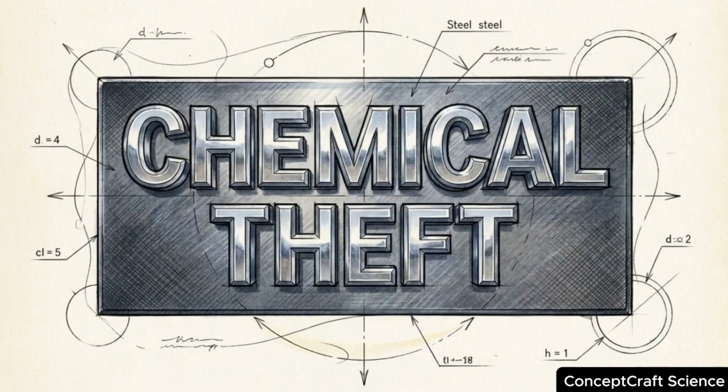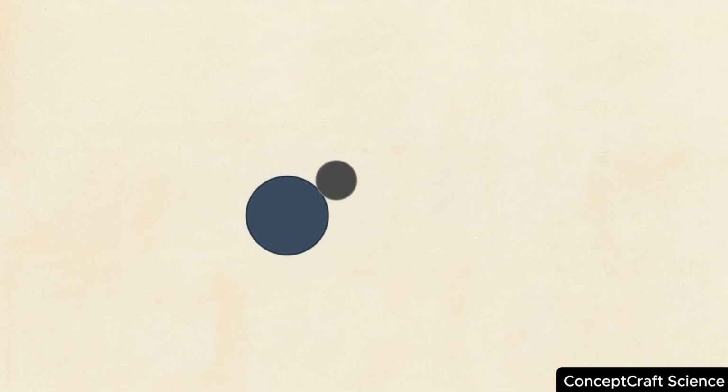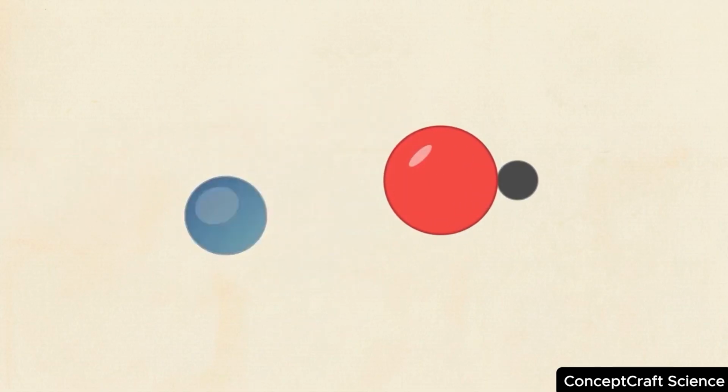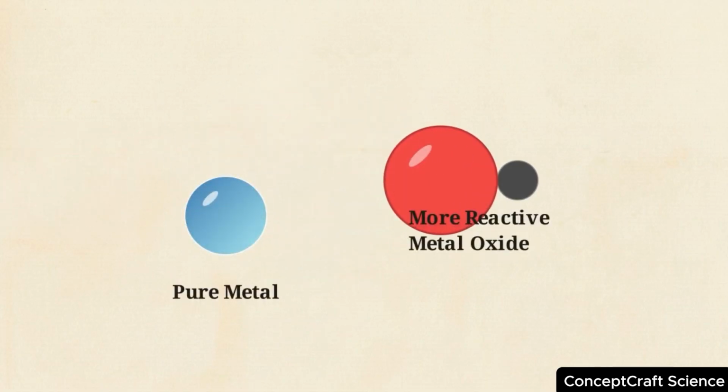We can even weaponize the reactivity series against itself through displacement reactions. If you introduce a highly reactive metal to a compound of a less reactive one, the stronger metal will forcefully steal the oxygen for itself.